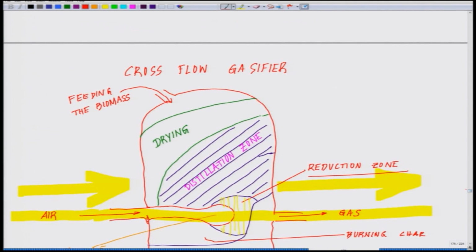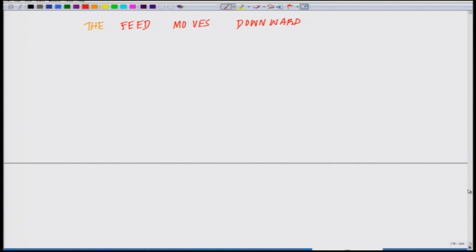So, in this situation, the feed or the biomass or the feedstock moves downward. As you could see, the feeder is at the top. So, essentially feed is moving downward. Okay. Feed moves downward while the air is introduced from the side.